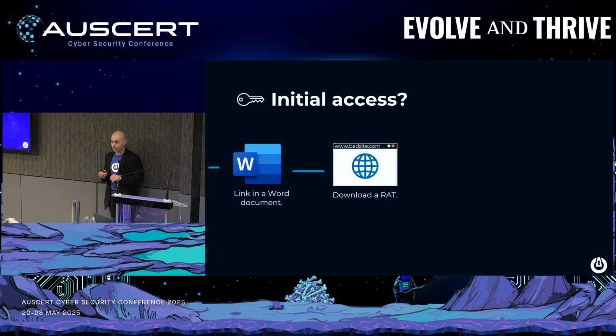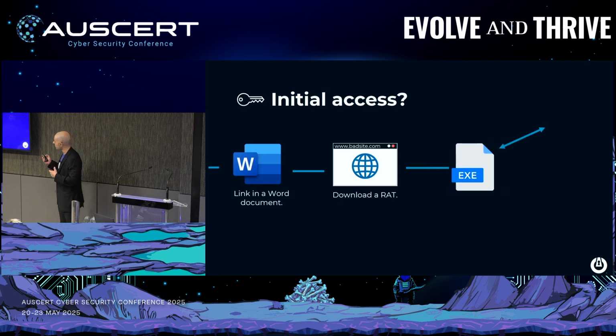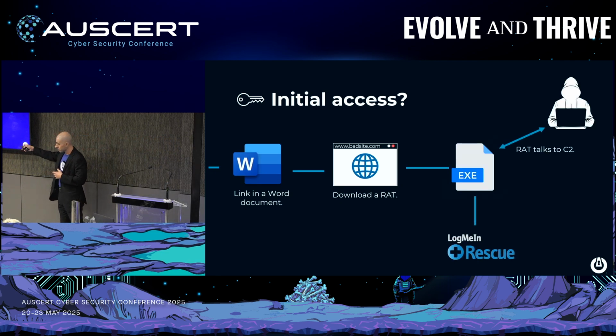So the RAT was automatically downloaded via an Office document. The user clicked on a link, and it ran an executable that in turn downloaded LogMeIn Rescue as a second foothold, because at that point there was already one foothold there. So they got a reverse shell in the user context, which then in turn allowed them to download LogMeIn Rescue. And you can see a connection there to the command and control center as well.